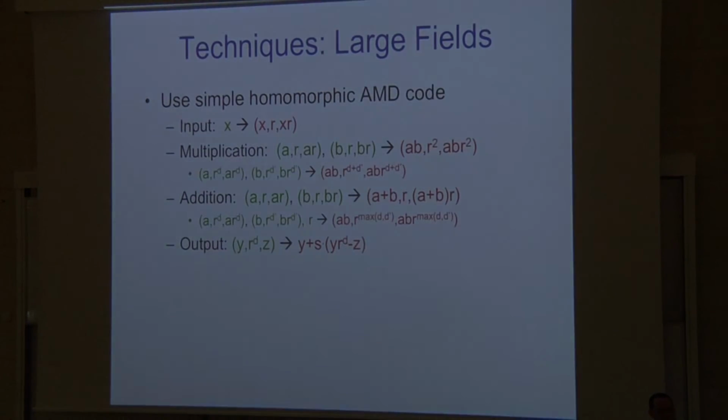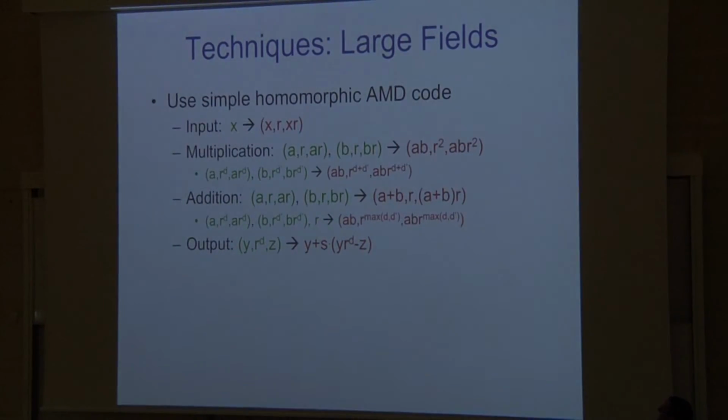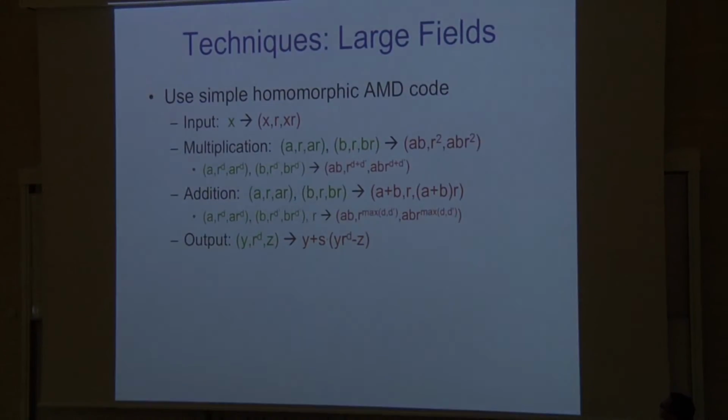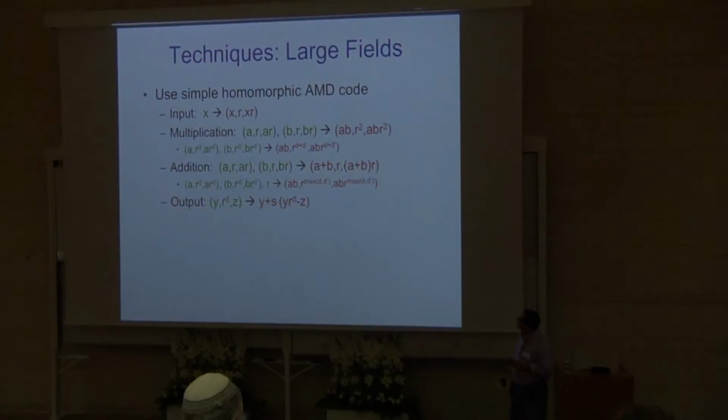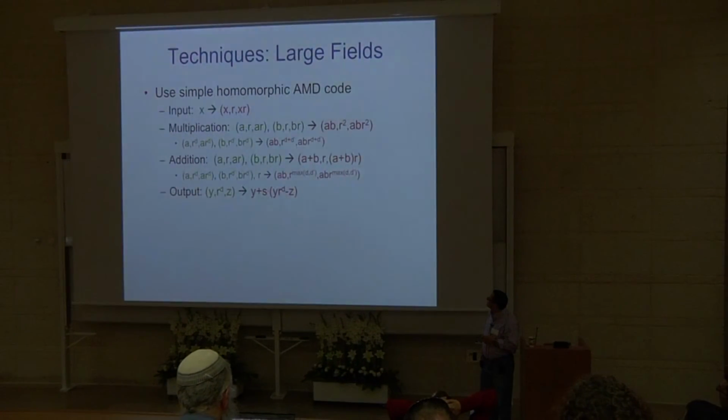Yes? Just a short question. What in the addition are you multiplying in the second line? In the addition, you're multiplying in the second line when you're taking the max of B and D prime. You're multiplying A times B. Sorry, that's a typo. This should be A plus B. Sorry, yeah, it's a typo.